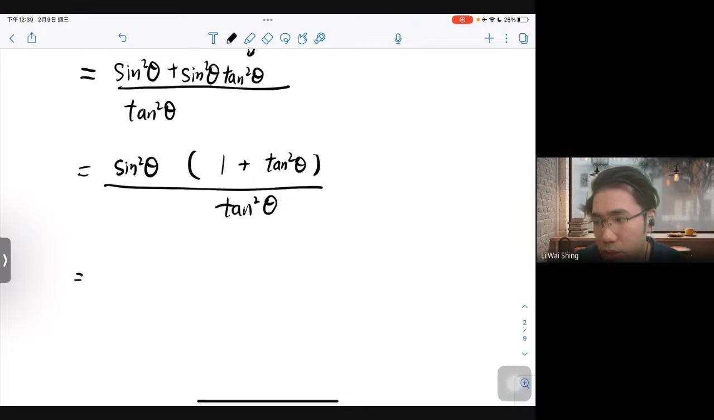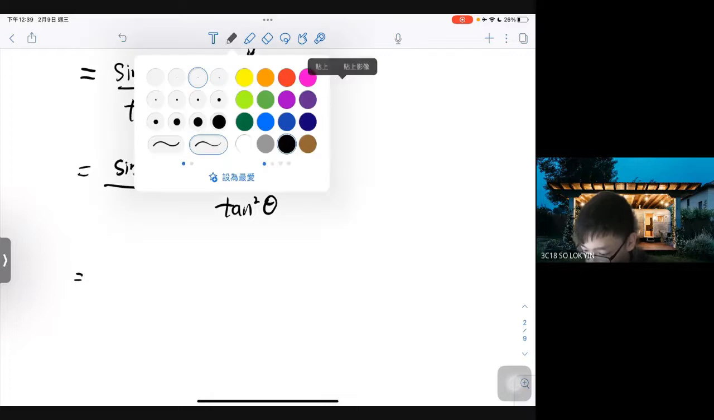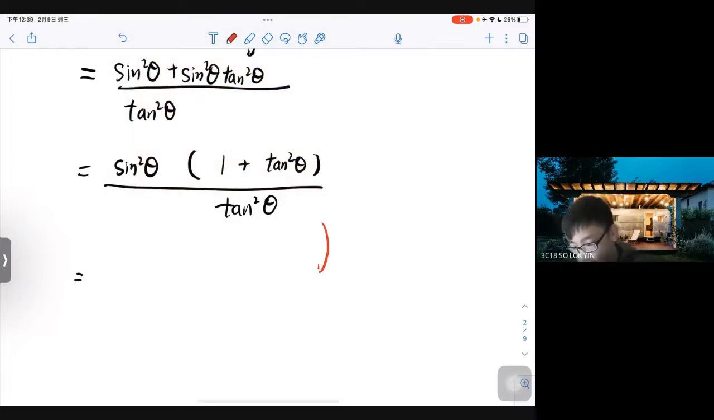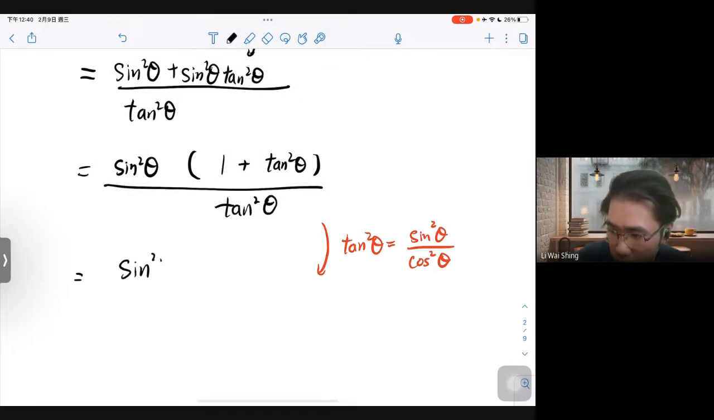Yes, that's a good one. Then you convert tangent square theta into sine square theta over cosine square theta. Yes, tangent theta equals to sine theta over cosine theta. So tangent square theta equals to sine square theta over cosine square theta. So there will be 4 layers in your expression, right? Are there 4 layers?